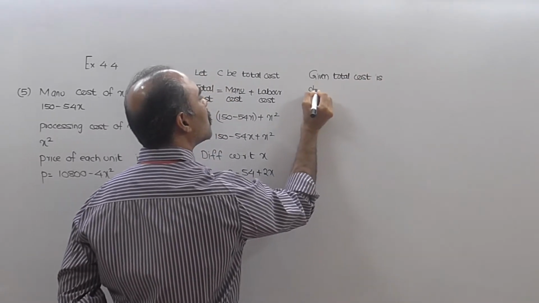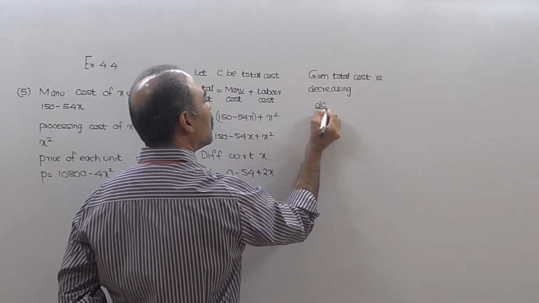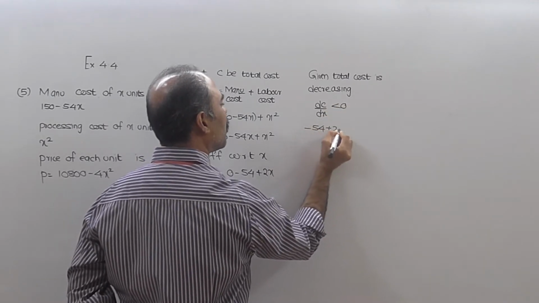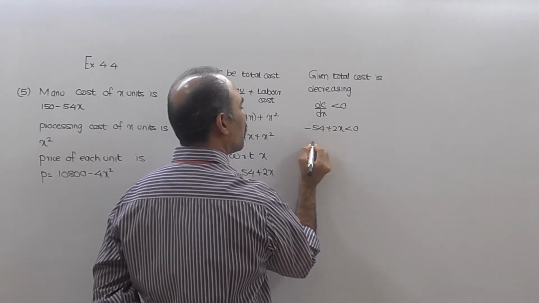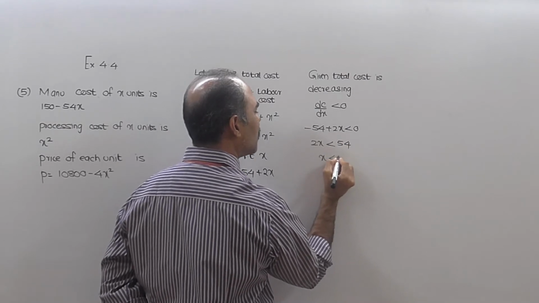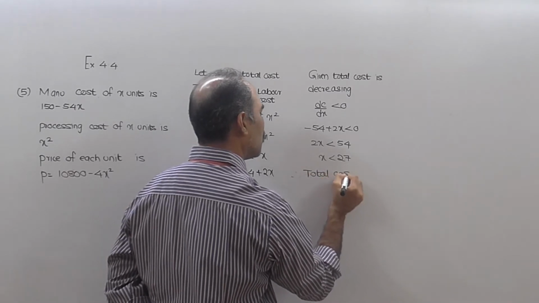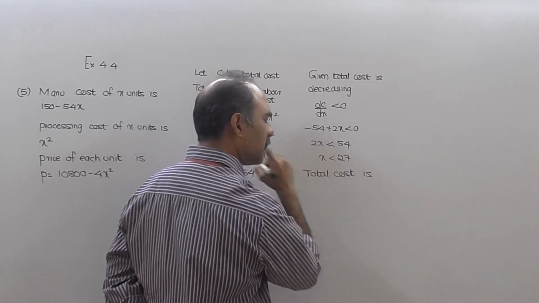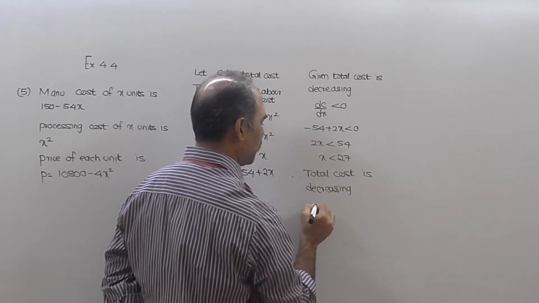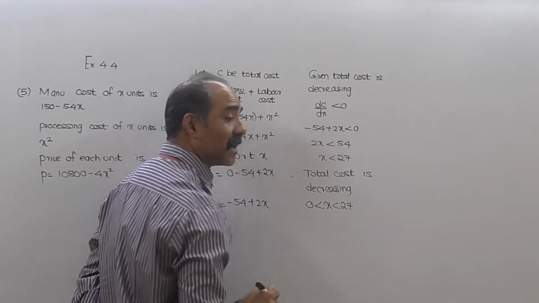Given the total cost is decreasing, यानी कि dC upon dx is less than 0, you get minus 54 plus 2x is less than 0. So we have 2x less than 54, divided by 2, x is less than 27. Therefore, the total cost is decreasing when x is less than 27 and at the same time x is greater than 0.